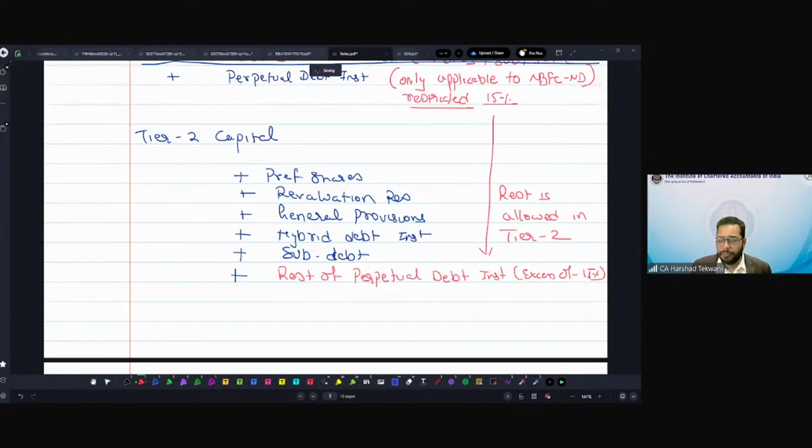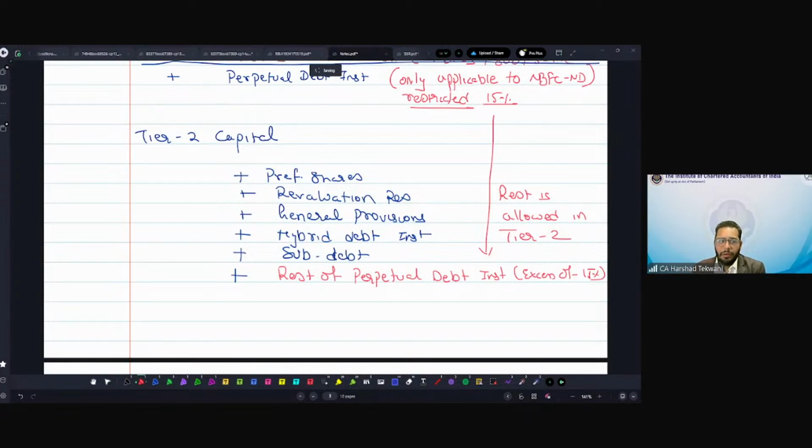Okay. Very specific scenario, these are debt instruments. Perpetual debt instruments means these are perpetual. They will continue as long as the company is there. So that's why they are known as perpetual debt instruments. Okay.